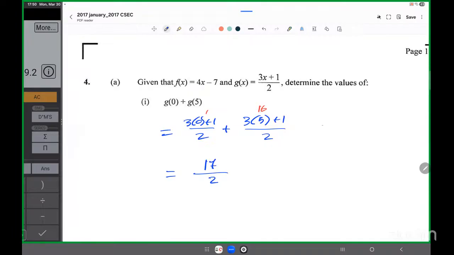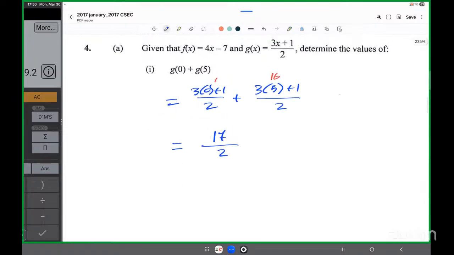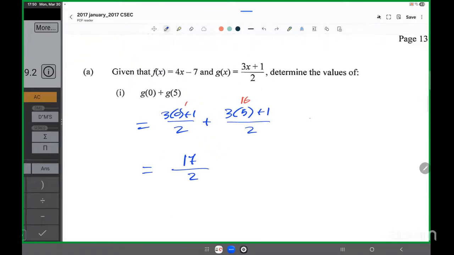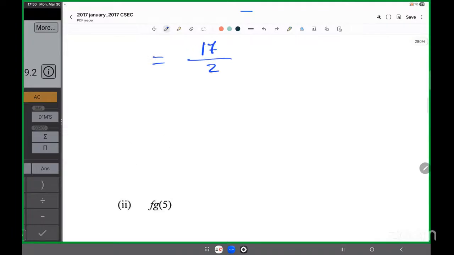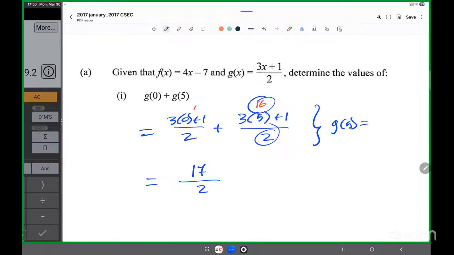All right, nice and easy. Next question: f of g of 5. Do we just calculate g of 5? We can work it out again. The g of 5 part is how much? 16 over 2, which is 8, isn't it? From here, g of 5 is 16 over 2, which is 8.